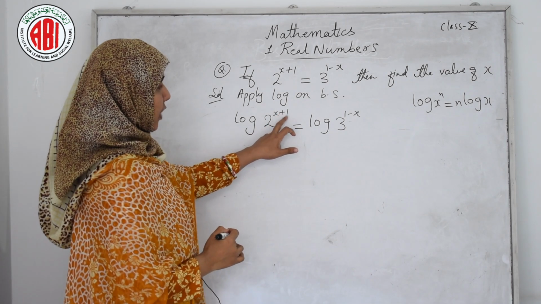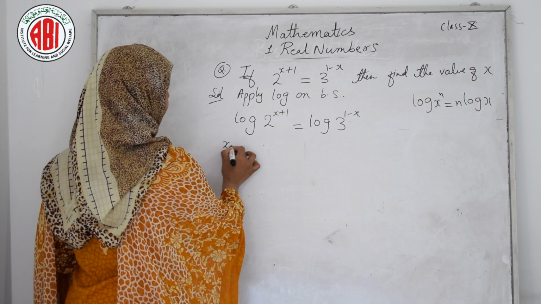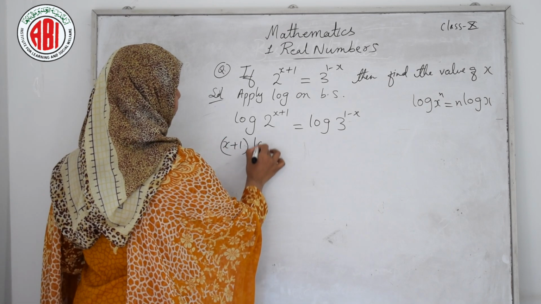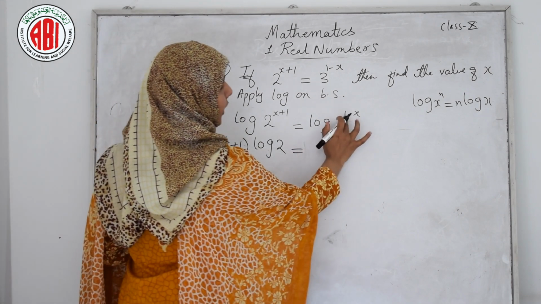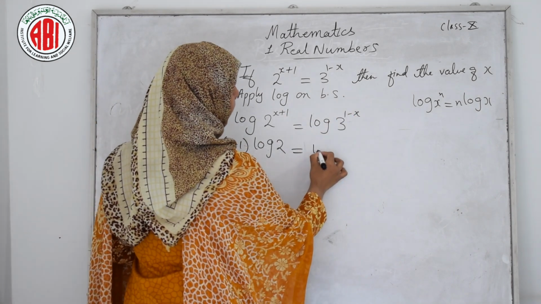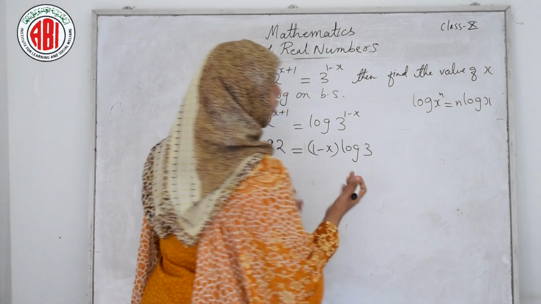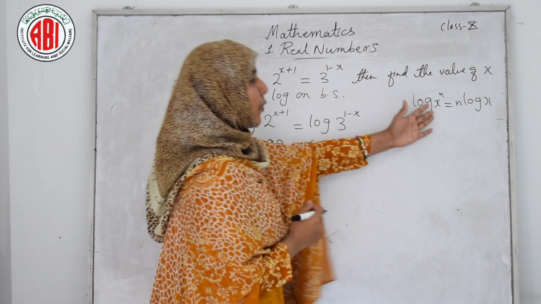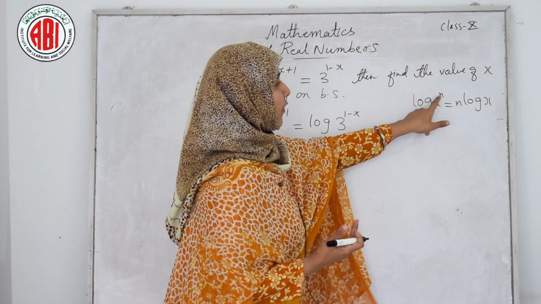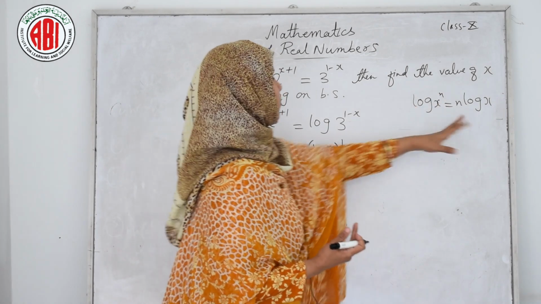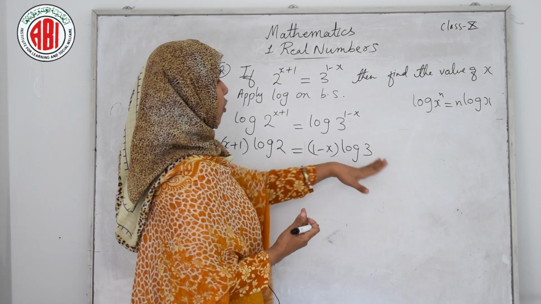This property we will apply here. So this complete x plus 1 we have to shift, okay? x plus 1 into log 2. You have to put bracket also. Equals to, here also, 1 minus x we will shift here. We are not just substituting here because we have the property. Using the property only we are shifting this exponent. Both are equal, that's why 1 minus x into log 3.